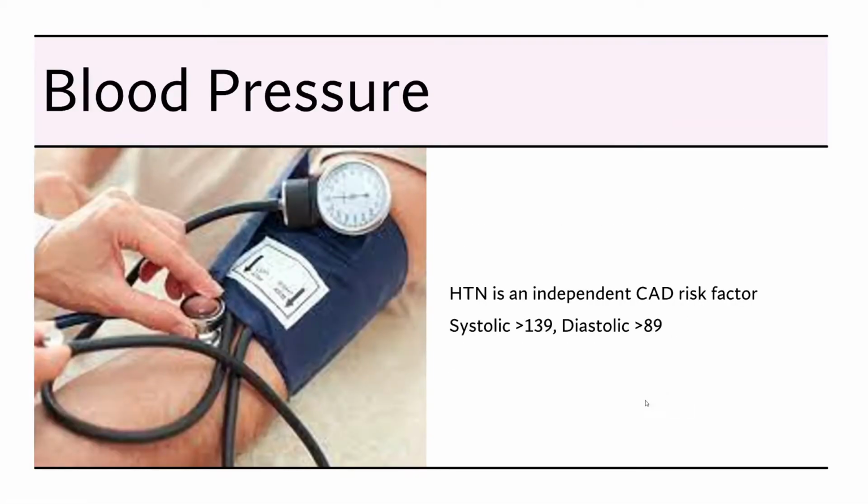Blood pressure is a highly predictive coronary artery disease risk factor. It's an independent risk factor, which means independent of anything else it is predictive, whereas diet, for example, tends to influence other risk factors, which are independent predictors. This is an independent predictor. Systolic greater than 139, or another way of saying that is systolic greater than or equal to 140, diastolic greater than or equal to 90 is considered hypertension, and that is an independent risk factor.